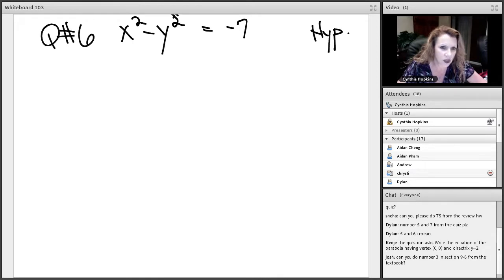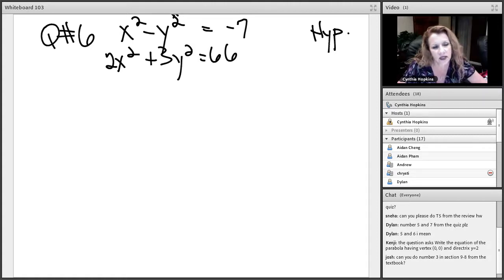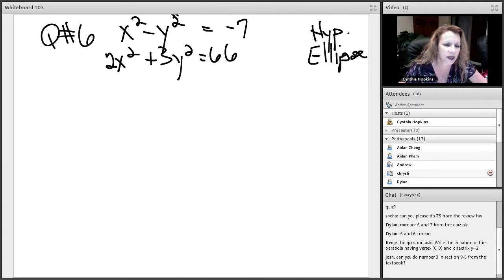Okay, my second equation says 2x squared plus 3y squared equals 66. Well, the x and the y are both squared. Their coefficients are both positive, but they are not equal. So this is an ellipse. By the way, ellipse has 2 L's. Quite a few of you are misspelling that.